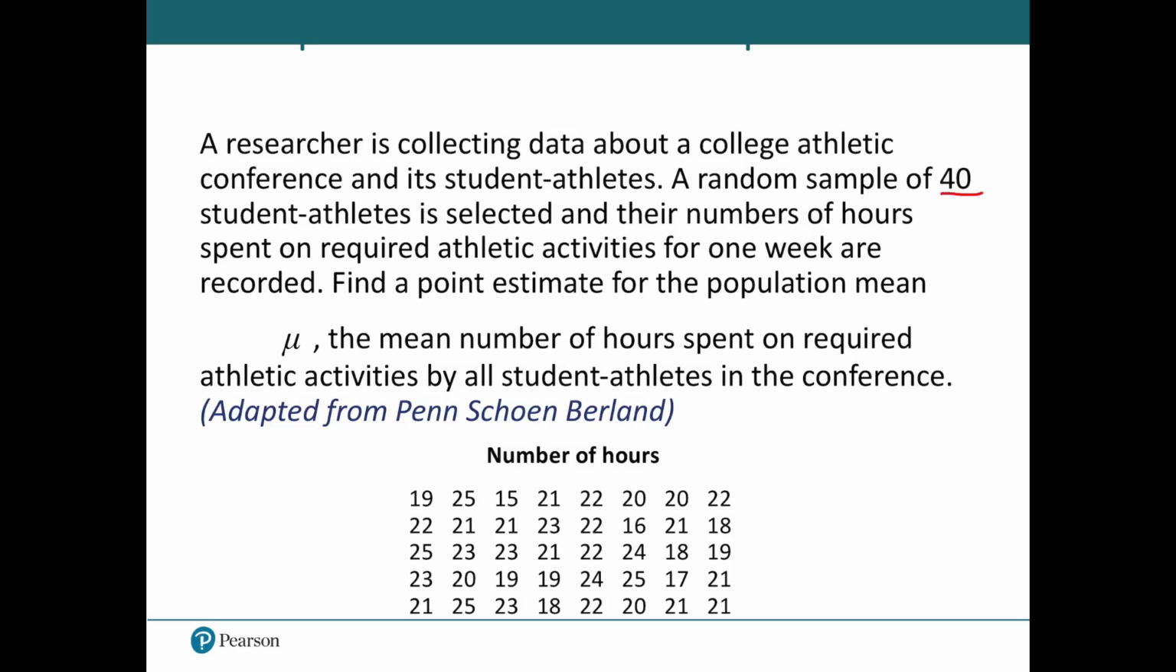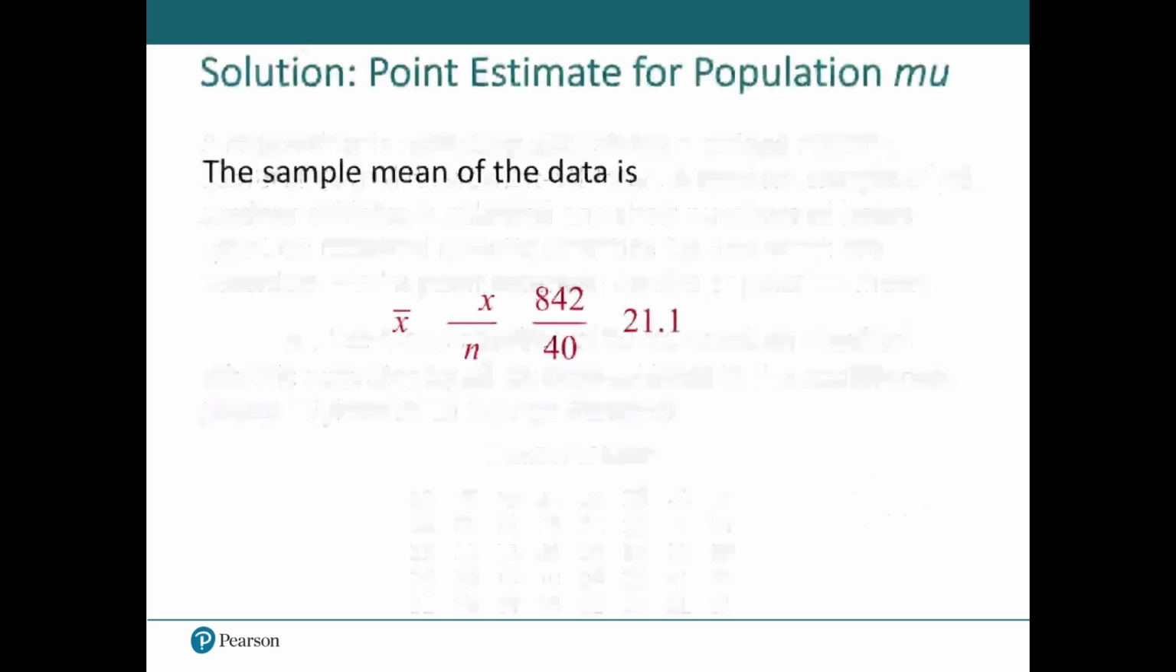This is unusual. I do not plan to give you any problems like this, but here's a random sample of 40 student athletes. They're collecting data about a college athletic conference and its student athletes. The number of hours they spend on required athletic activities in a week are recorded. Find the point estimate for the population mean. These numbers are not sorted, but it's just a mean, so we just add them up. Just sum them up and divide by 40. They actually gave us n, so we just have to find out what these are.